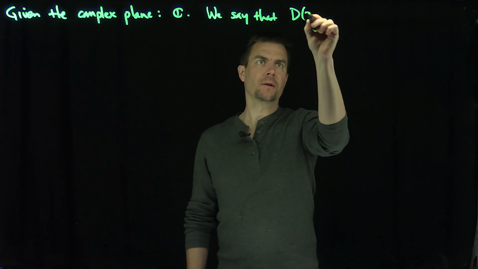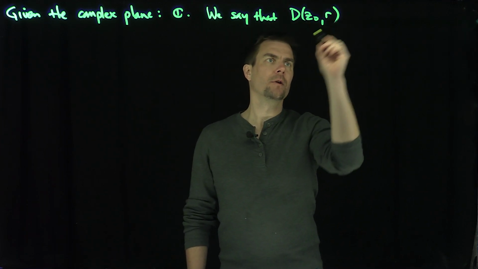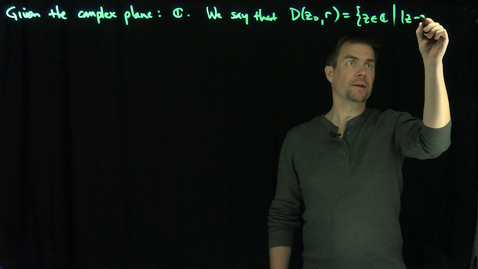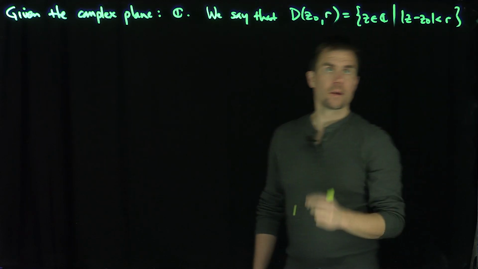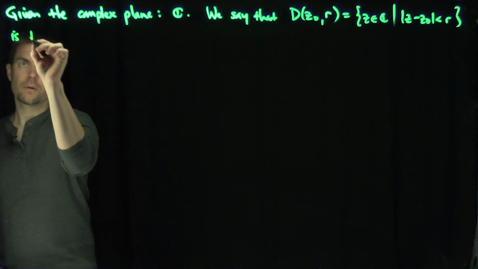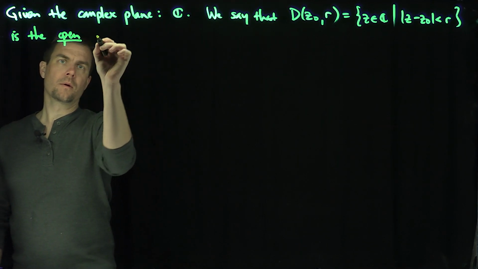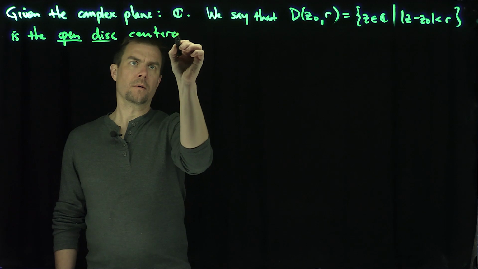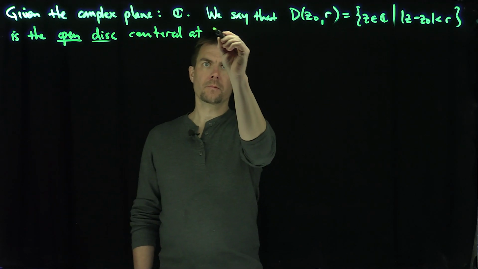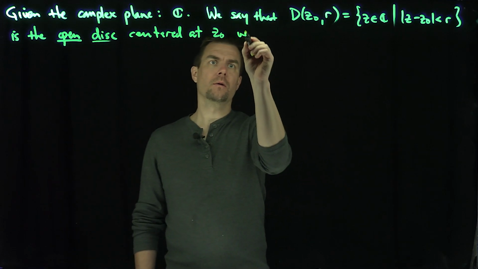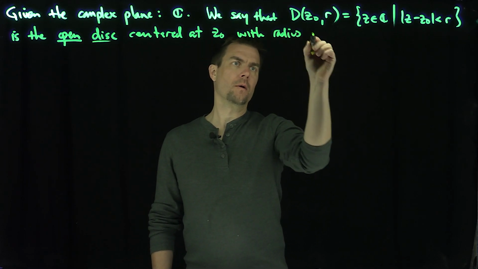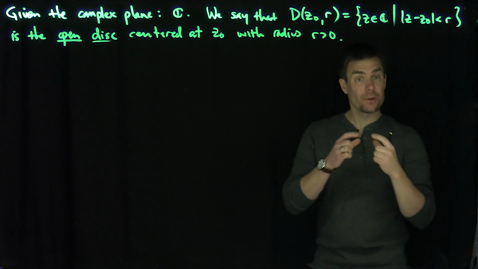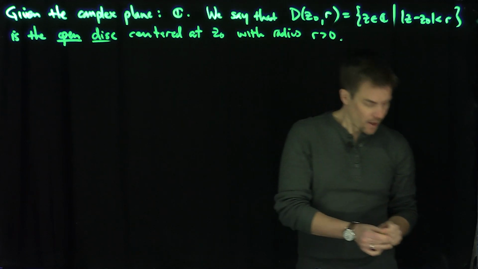We say that D(z0, r), which is the set of points z in C such that the modulus of z minus z0 is less than r, is an open disk centered at z0 with radius r. Of course, the radius is a real number, and z0 is a complex number. These are the open sets, the basis of open sets in the complex plane, which makes the complex plane second countable.